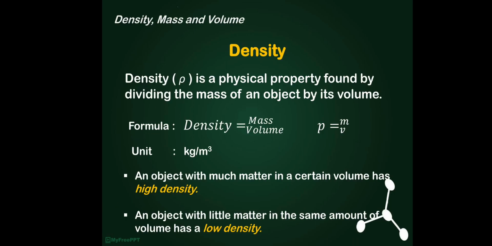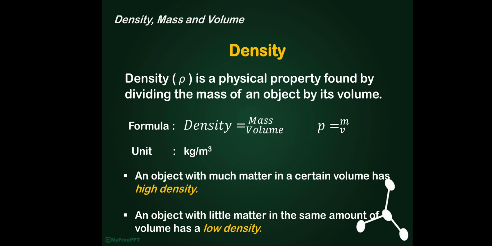With that, let's now begin on the formulas. What are the formulas involved in the concentration of solution? Of course, number one is density. As we all know, density is a physical property found by dividing the mass of an object by its volume. So what is the formula for density? Density equals mass over volume, or ρ equals mass over volume. The unit for density is kilogram per cubic meter. An object with much matter in a certain volume has a high density. An object with a little matter in the same amount of volume has a low density.